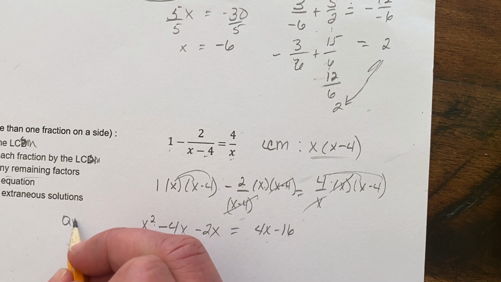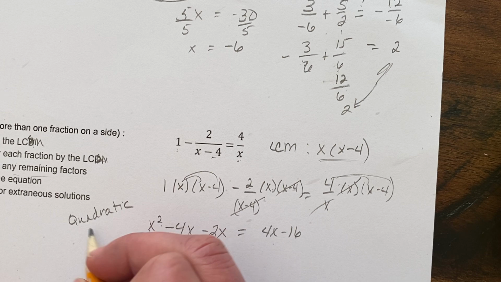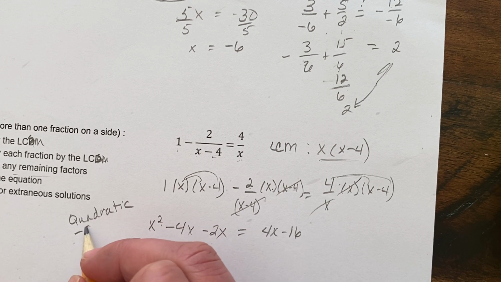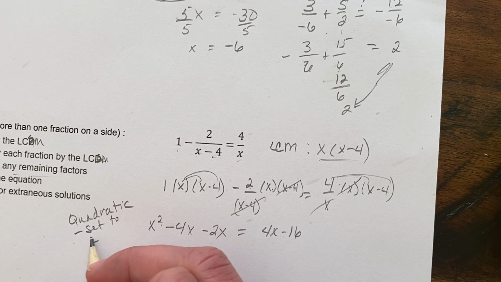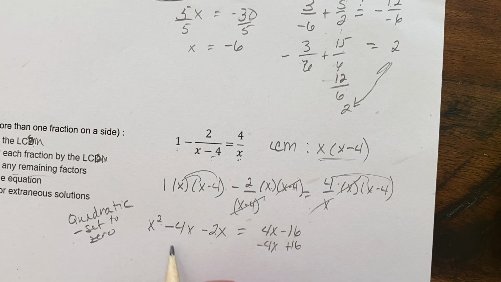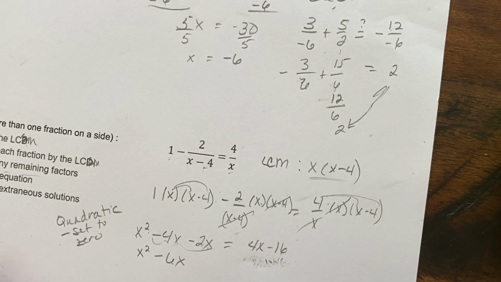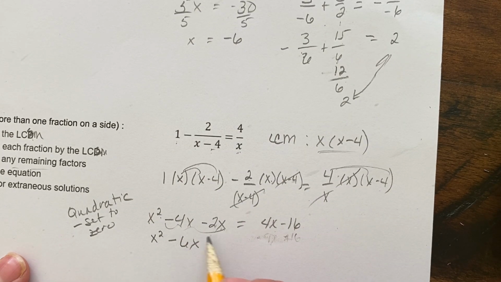Since it's a quadratic, we know how to solve quadratics. They're back, they never go away. We're going to set it to 0. And hopefully we can factor it. So I'm going to subtract 4x and then add 16. Oh, I did forget to combine these two, sorry. So let's do that, x squared minus 6x. Okay, is what that gives us.